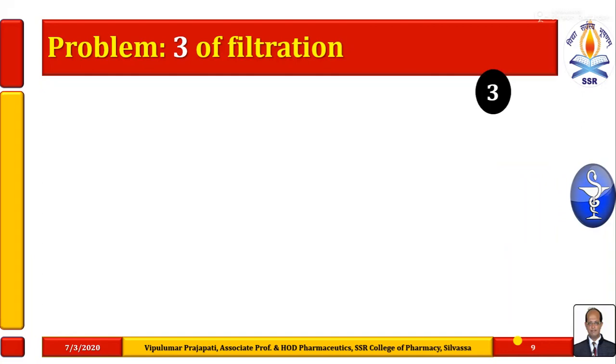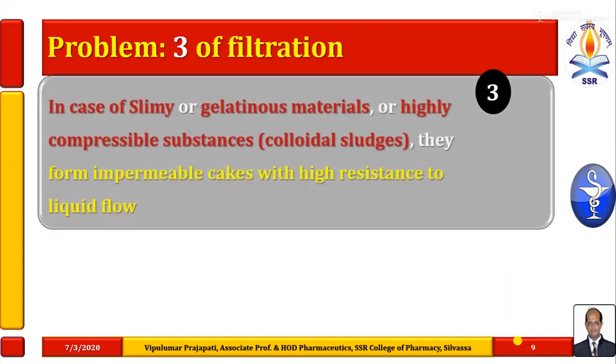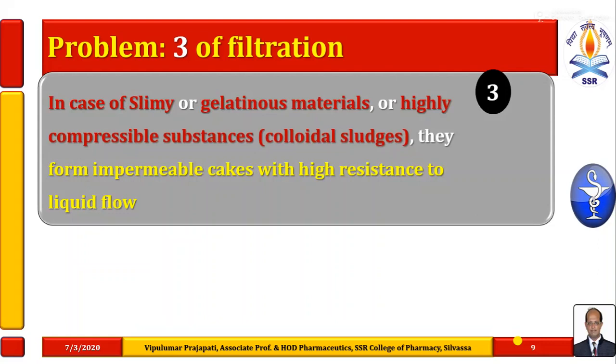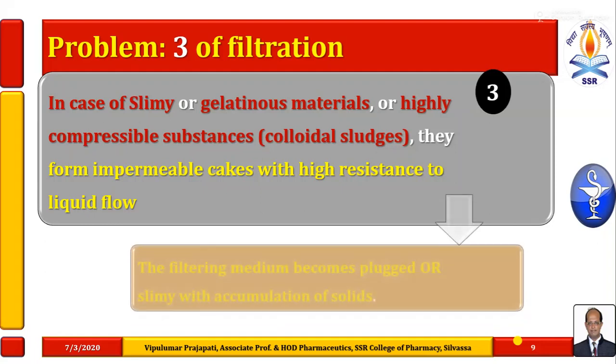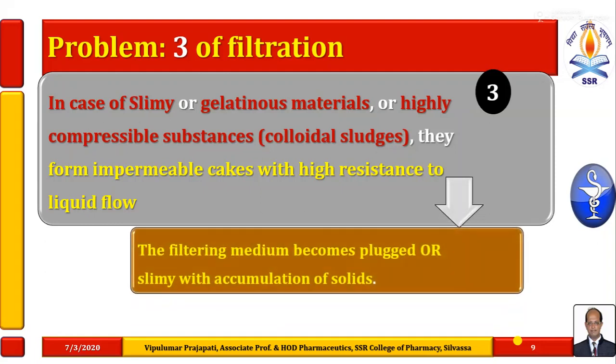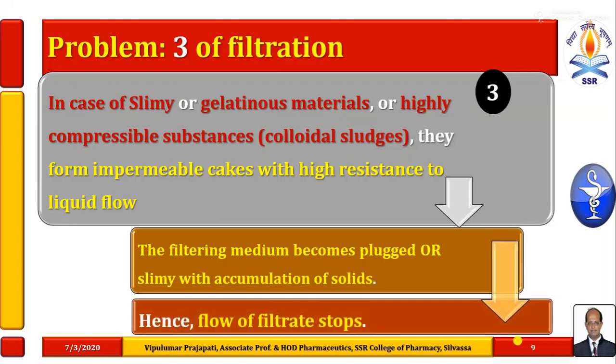Problem number 3 of filtration. In case of slimy or gelatinous materials or highly compressible substances, means colloidal sludges, they form impermeable cakes with high resistance to liquid flow across the available filter medium. So the filter medium becomes plugged or slimy with accumulation of solids, and hence the flow of filtrate stops. So these are the three main problems of filtration.